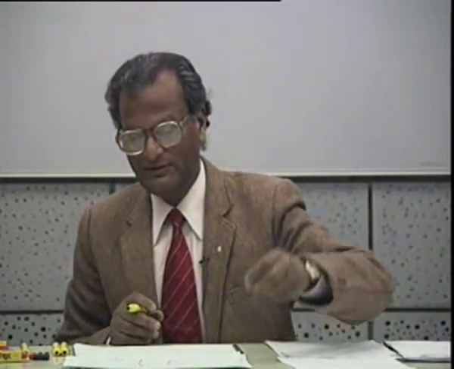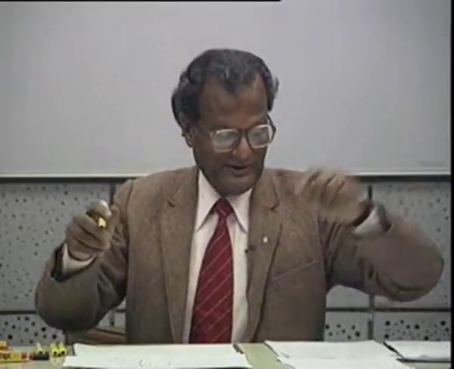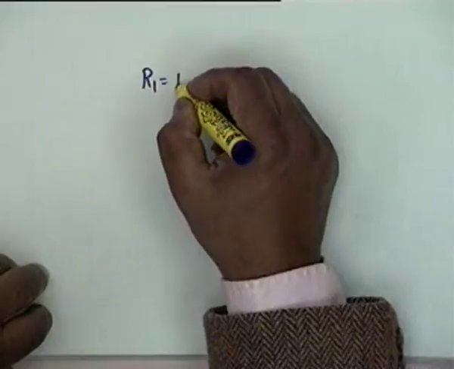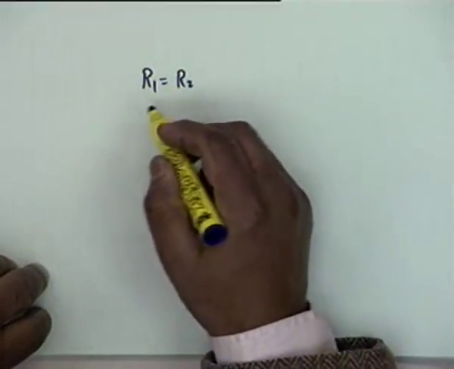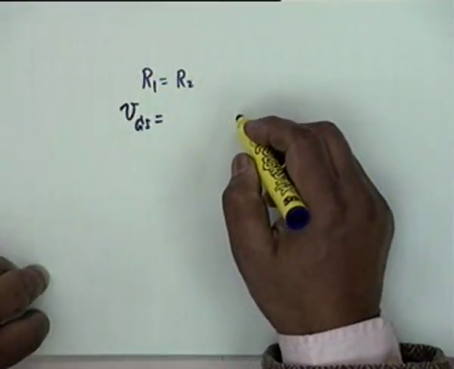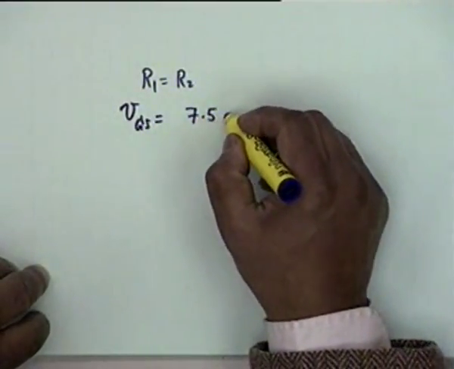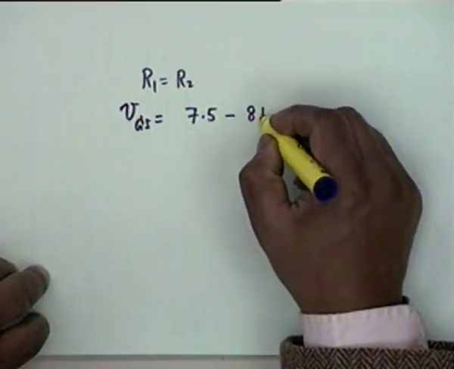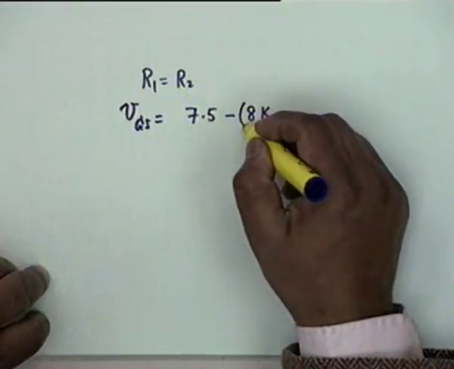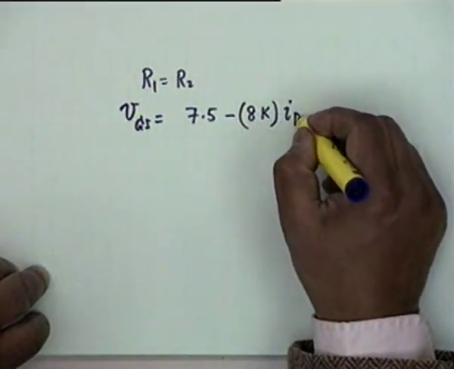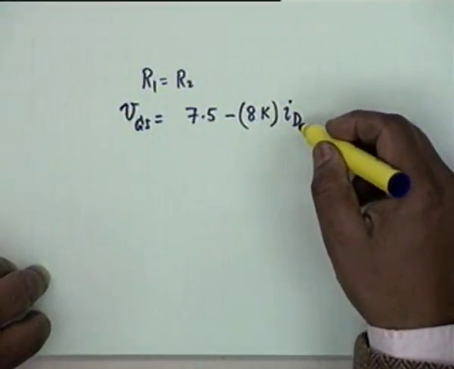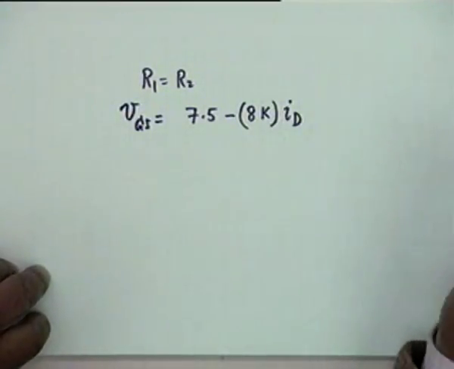Okay, now we'll get some complication. Let us see what these complications are. Now if R1 is equal to R2, then you see that VGS is equal to 7.5 minus 4ID. 8k, not 4, 4k plus 4k, 8k multiplied by ID, where ID is in milliamps.